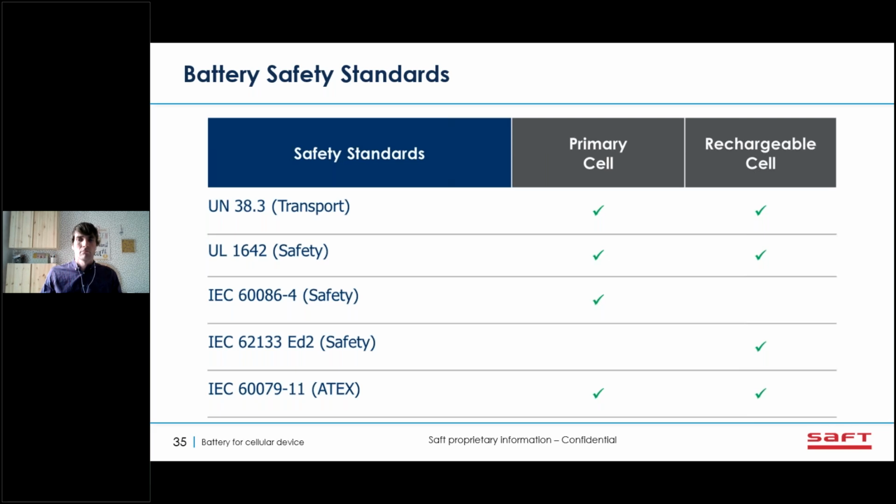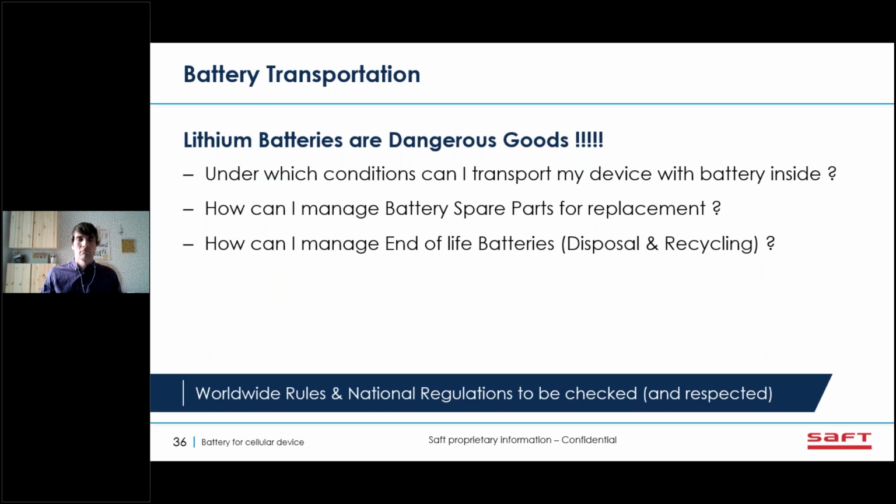One specific focus on transportation: lithium batteries are dangerous goods. Whatever you do, this is dangerous goods. You need to have in mind, during the development of the device, under which condition can I transport my device with the battery inside? Will I transport the battery inside the device, or will I need to transport the battery outside of the device? This is not the same regulation to transport the battery, and this is not the same constraints. The second question is, how can I manage battery spare parts?